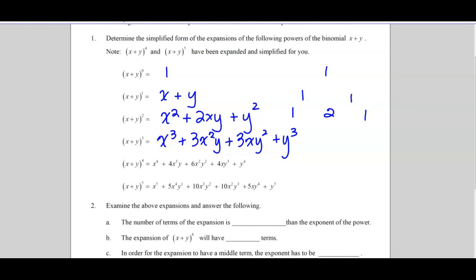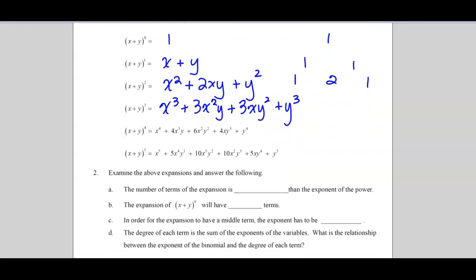Okay? So what would change those coefficients, remember, is if you had a coefficient within each term. But if you just have x and y, or p and q, or l and m, just variables, then those coefficients are directly from Pascal's triangle.